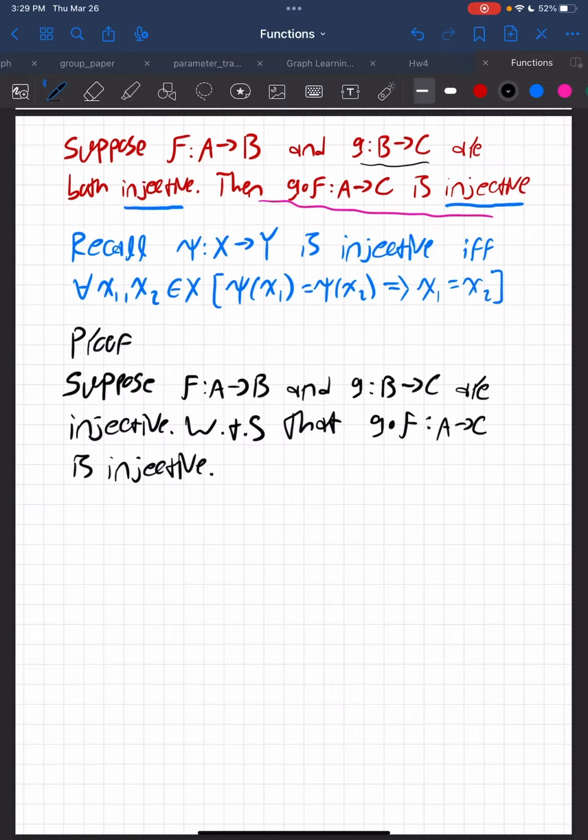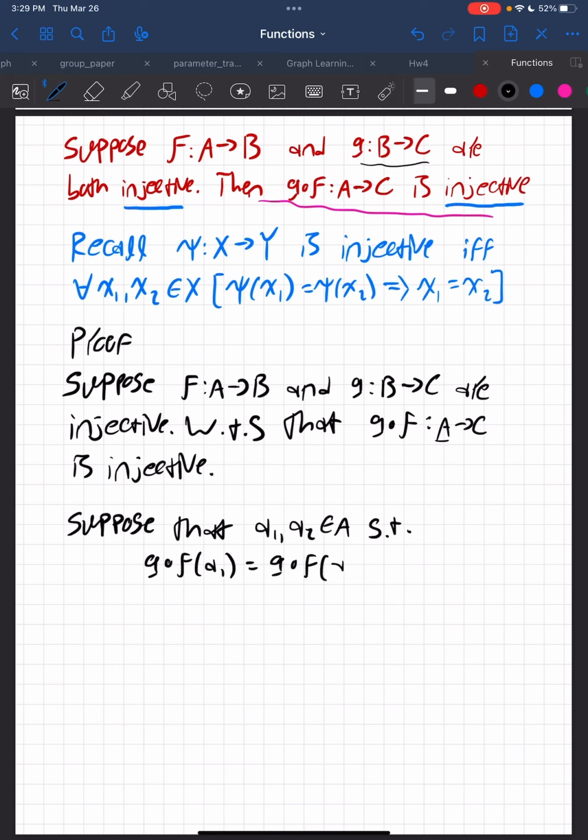So what do I mean by this? Well, the domain is A. So we're going to suppose that A1 and A2 are in A such that g composed with f of A1 equals g composed with f of A2. So now we're sort of stuck. But remember that we have our assumptions that tell us about nice properties of g and f.